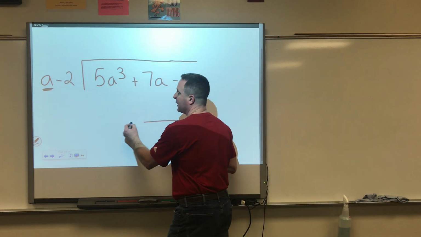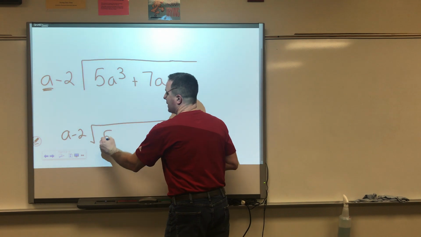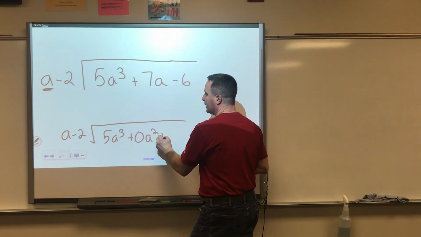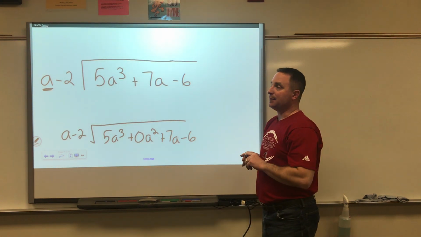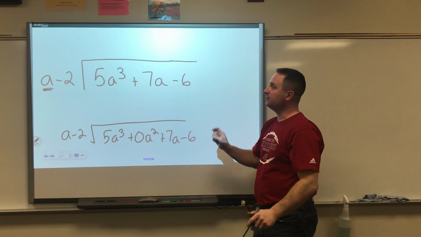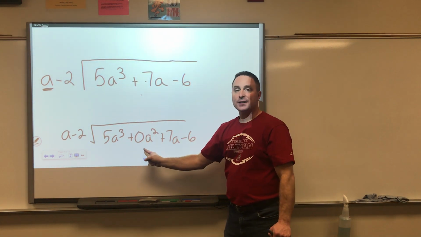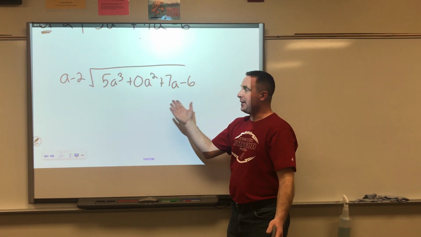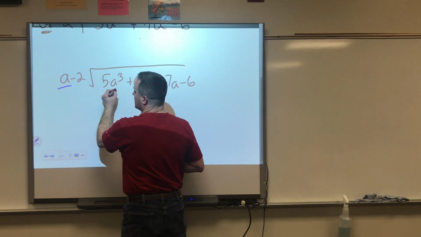So technically, the way that I would want to write this, I'm going to have my a minus 2, and it would be 5a cubed plus 0a squared plus 7a minus 6. And that's something that you need to take note of, because you're going to see it. If it's missing a power, we have to put a 0 in there. And we'll see that with the next types of problems as well. Then now I can do the same exact thing. Now I can fire away. I'm going to do this kind of fast.